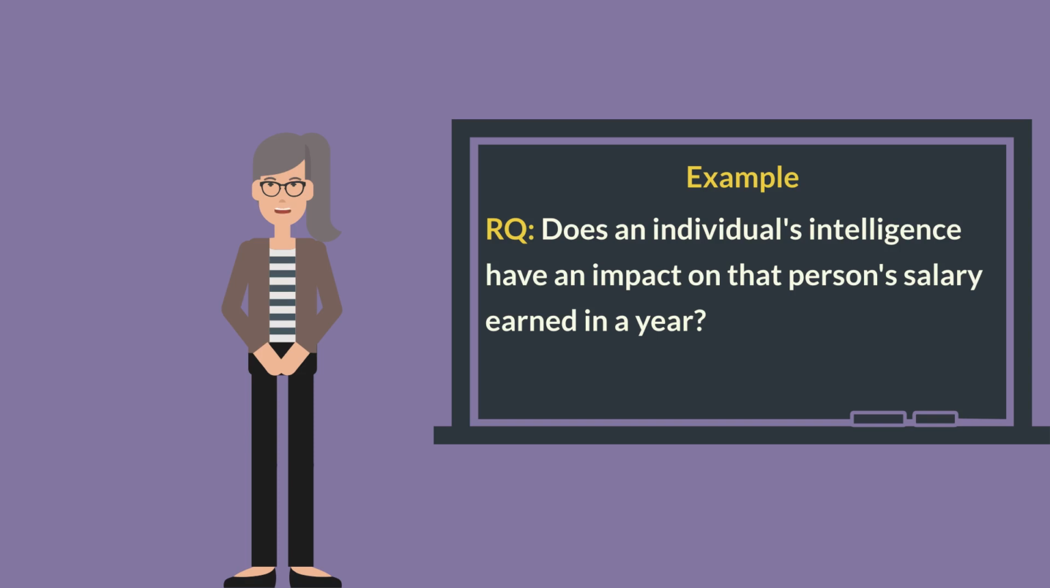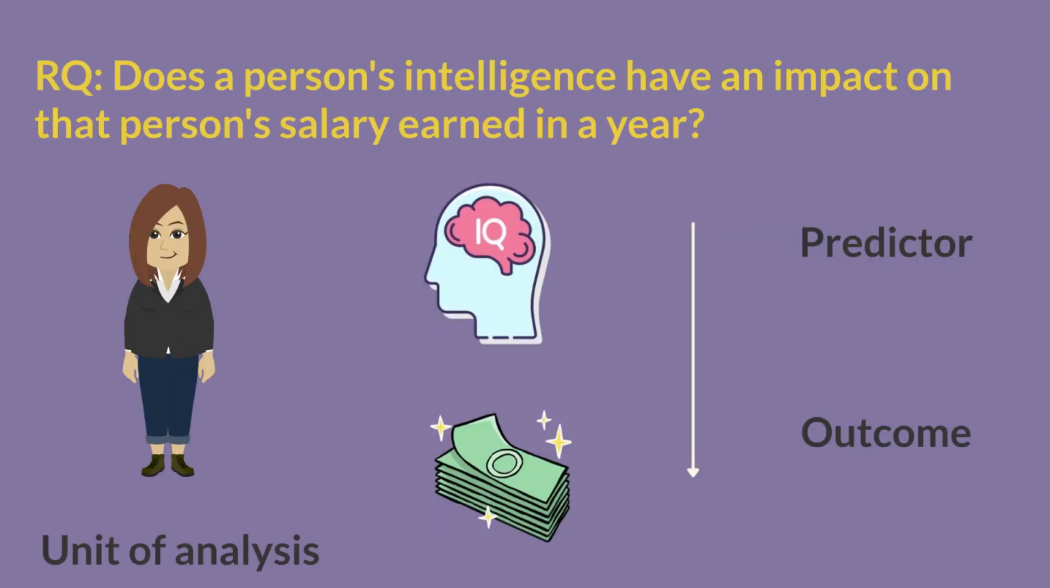Say you are curious about exploring the impact of an individual's intelligence on salary earned in a year. The research question could be, does an individual's intelligence have an impact on that person's salary earned in a year? The unit of analysis would be individuals. Intelligence would be the independent variable, and we might use IQ scores to observe intelligence because every individual would have one and only one IQ score. This would also be the independent variable because intelligence might predict a person's salary.